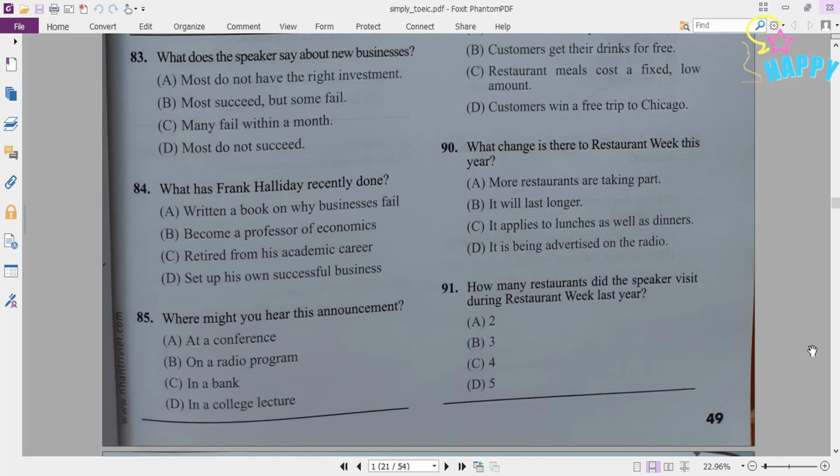Question 83. What does the speaker say about new businesses? Question 84. What has Frank Halliday recently done? Question 85. Where might you hear this announcement?